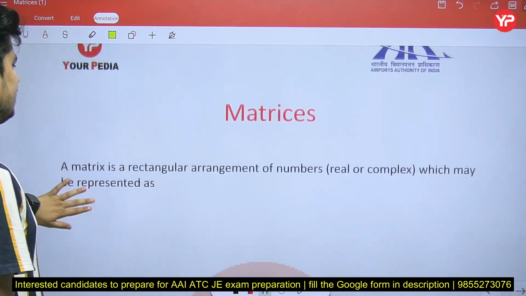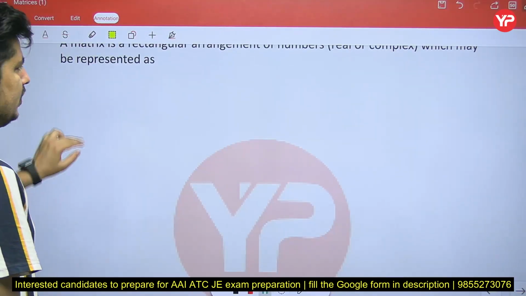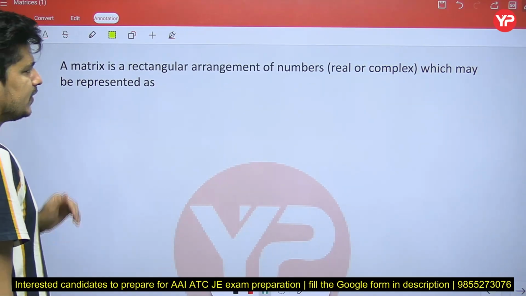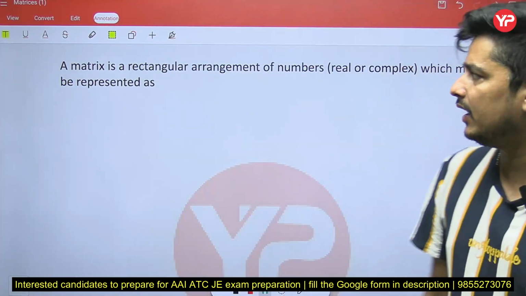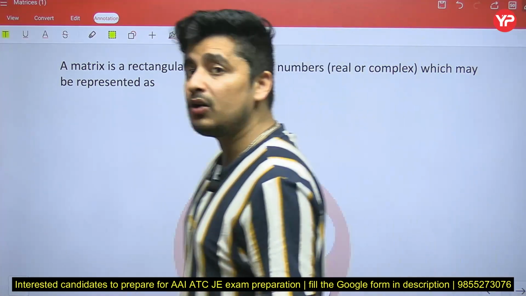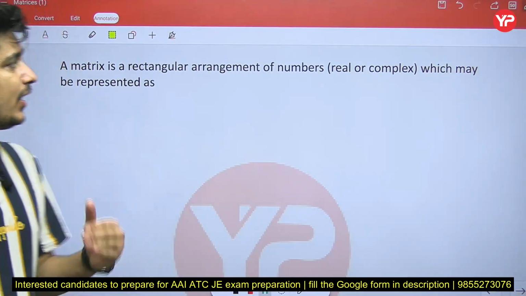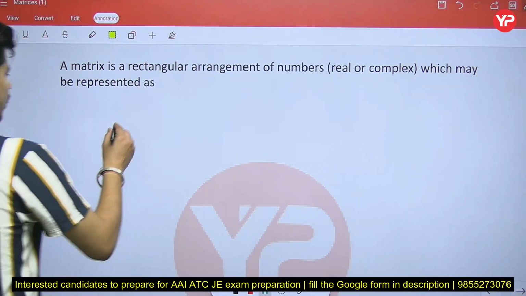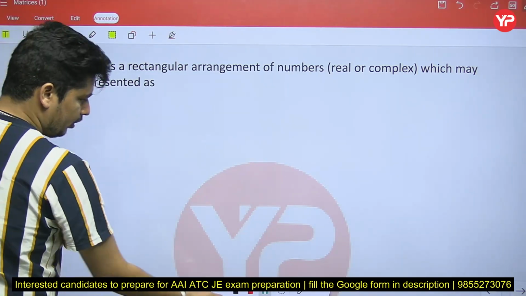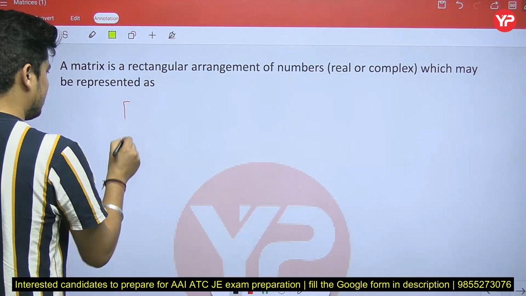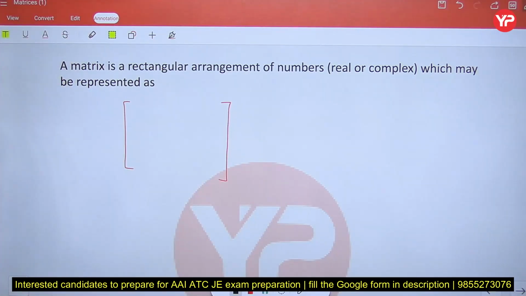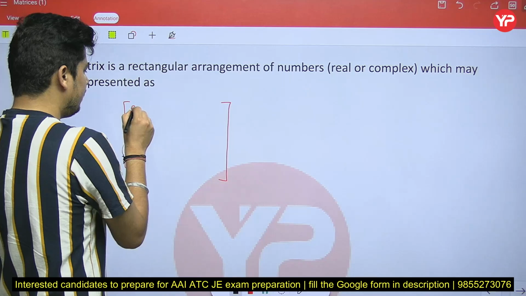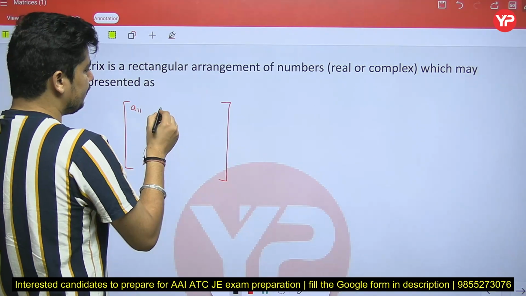Okay, let's start with what is a matrix, right? The first question that will come into the mind when we study a matrix is, what is a matrix? A matrix is a rectangular arrangement of real or complex numbers. This is a rectangular arrangement. It means it will have elements which are in the form of a rectangle.